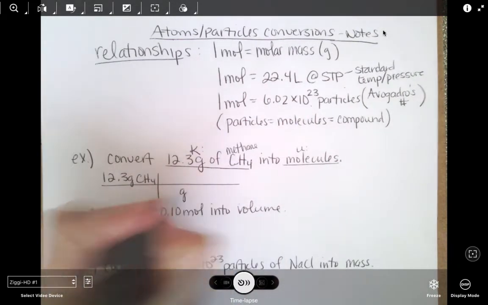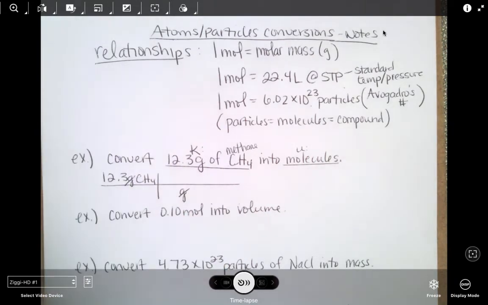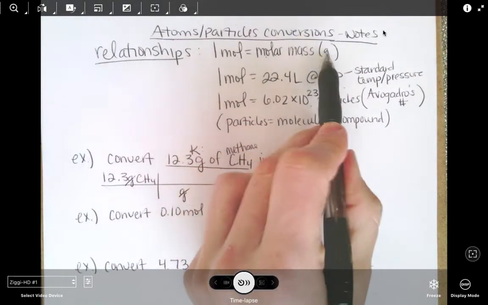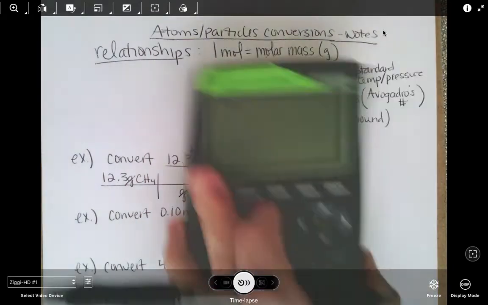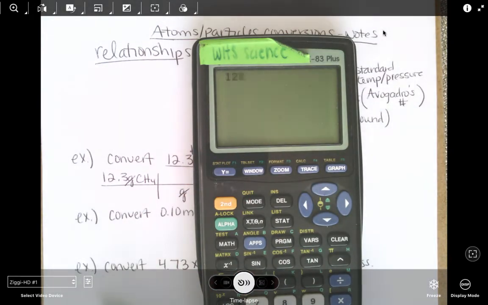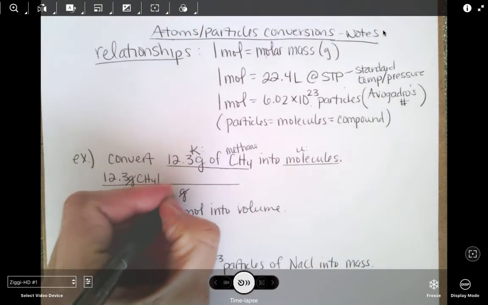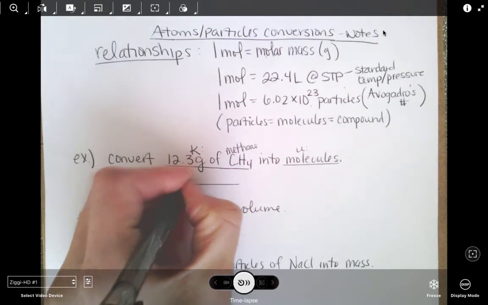I know that these units have to carry down in order to cancel out, and I need to kind of sidestep really quick and calculate the molar mass of methane because this top relationship says the molar mass in grams is equal to 1 mole. So carbon is 12.01, and then there's 4 hydrogens. Each one of them is 1.01, so 1.01 times 4 is 4.04. Add those together, you get 16.05. So that value goes here.